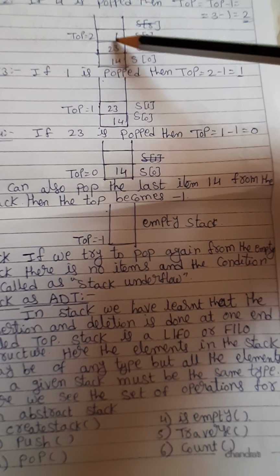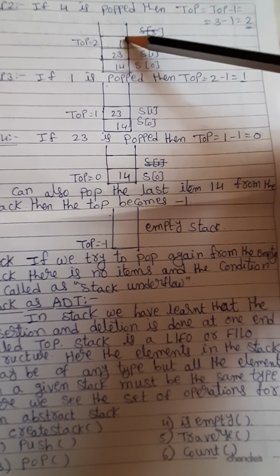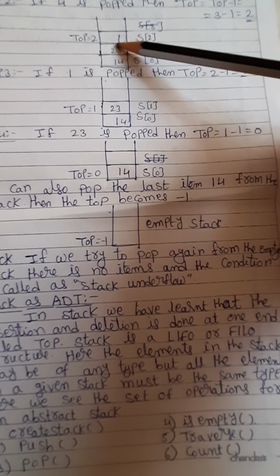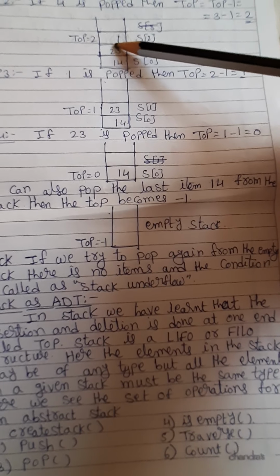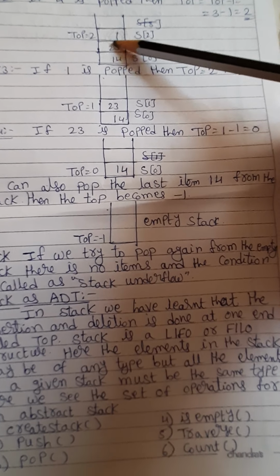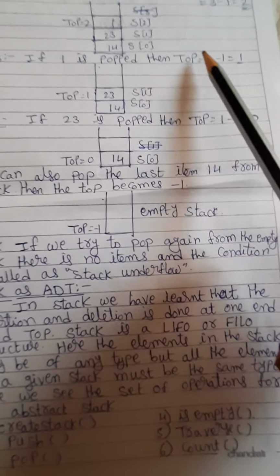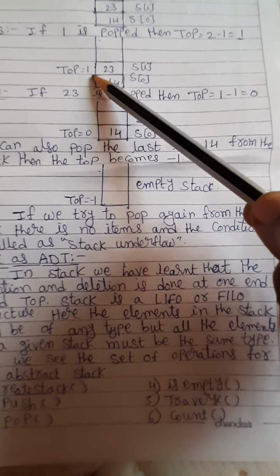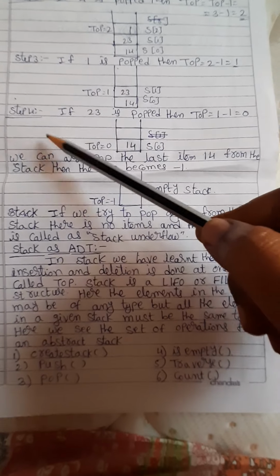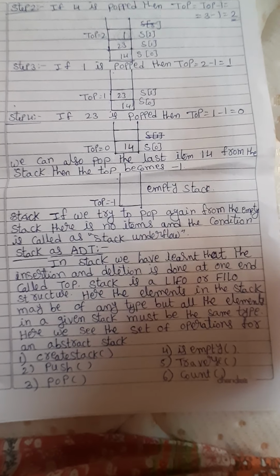That means if you want to delete the item, or else it may be called as the element, if you want to delete the item 1, we can delete the item 1, and after deleting the item, automatically the top value will get decremented, that is, it will become 2 minus 1, that equal to 1. Now we have moved to the top equal to 1. And in the step 4, now it contains the item called as 23.